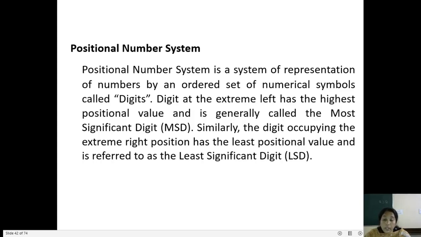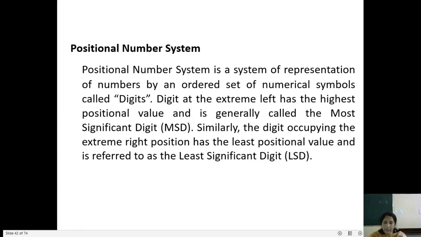So this type of representation of numbers we call a positional number system, which is also called an ordered set of numerical symbols, which we basically call digits. And when you come to the digit at the extreme left with the highest positional value, just now I told you an example, that is 10, 100, 1000. How I am recognizing it is based on its place value, that is the least significant digit and the most significant digit.